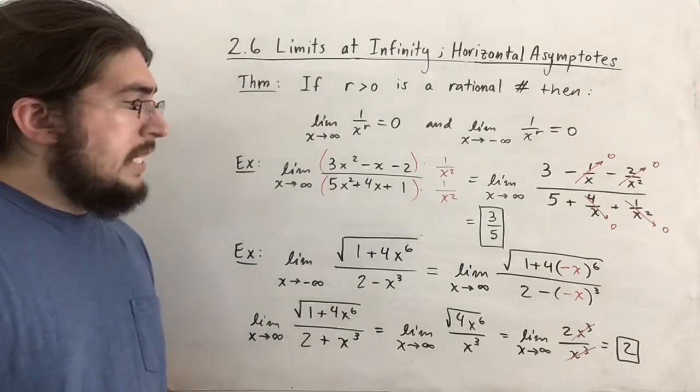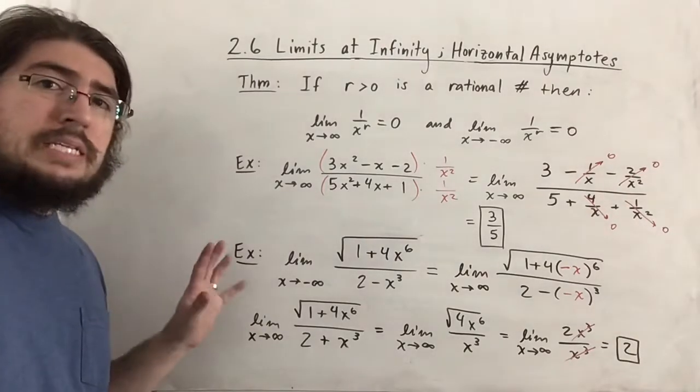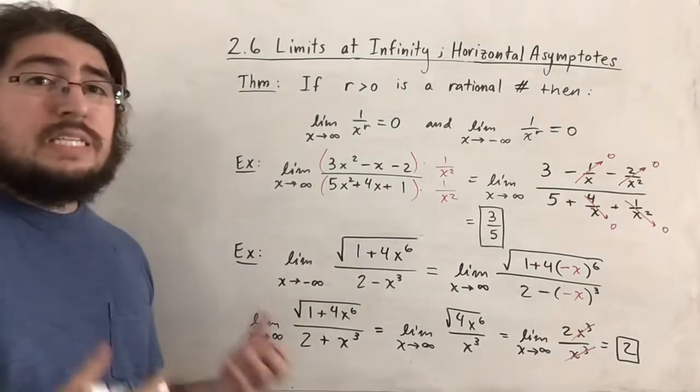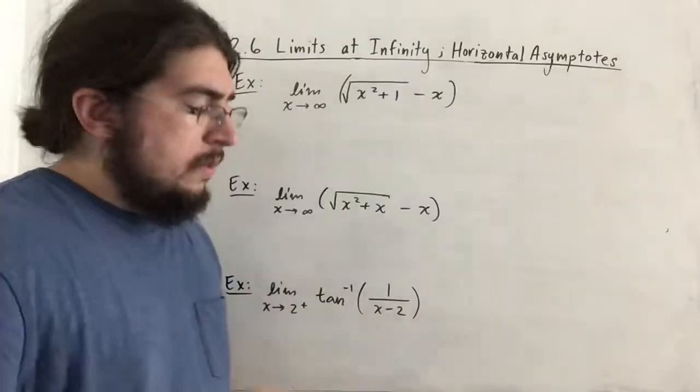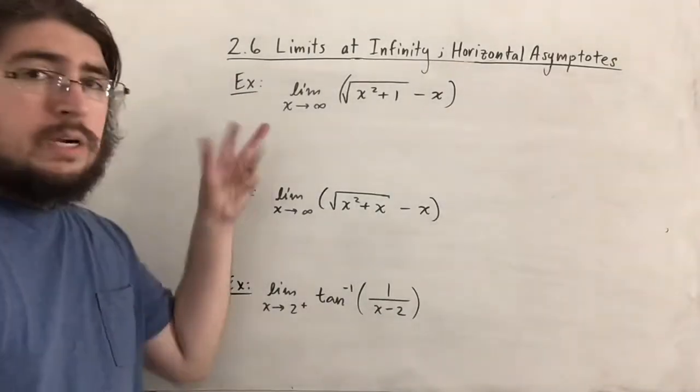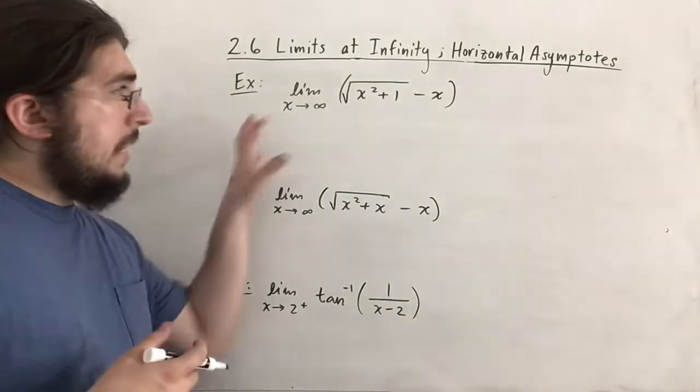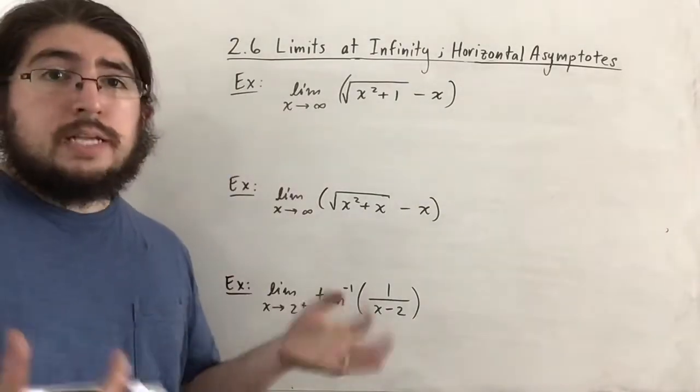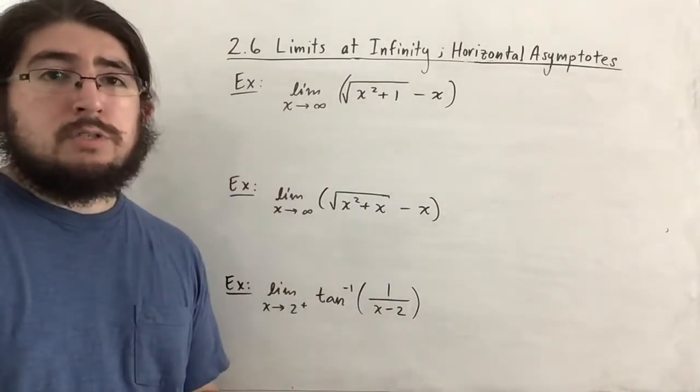All right, so now we're going to take a look at an example that's pretty similar to this, but at first glance it doesn't appear to be. Here we have these 3 examples. The first 2 are kind of similar, but the way I want to handle the first 2 is by trying to write them as fractions so we can use domination.